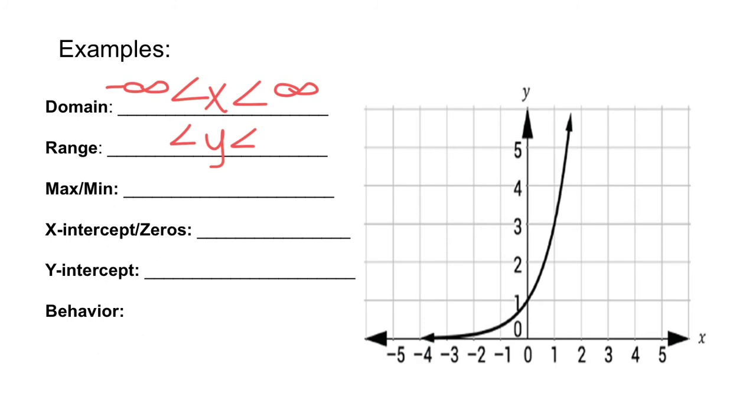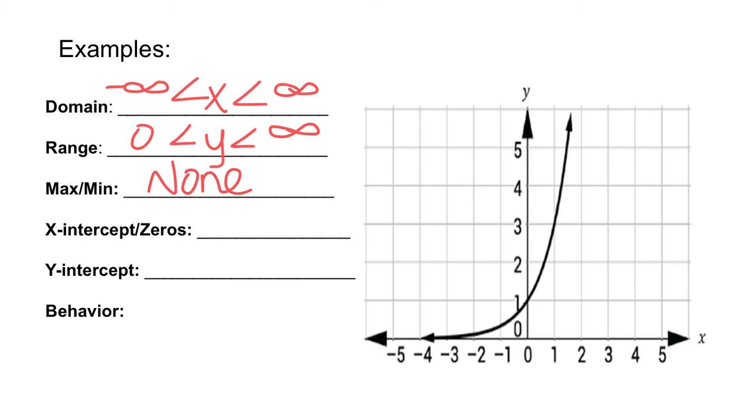So the range for this goes as low as 0, never actually touches 0, but goes that low. And then it continues to go higher on this side forever. It will go up forever, but it will not be able to go down forever. It has that limit, that stop. So from 0 to infinity. Exponential functions do not have a maximum or a minimum.